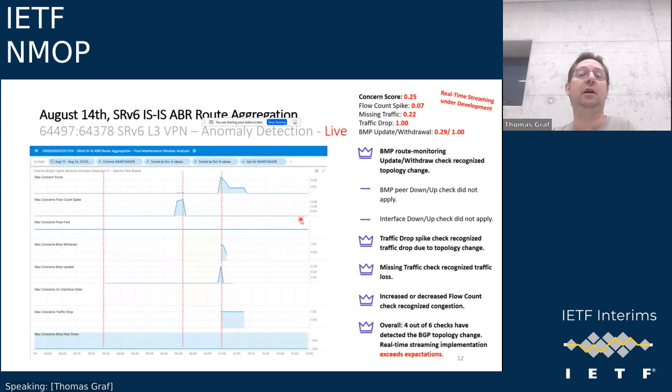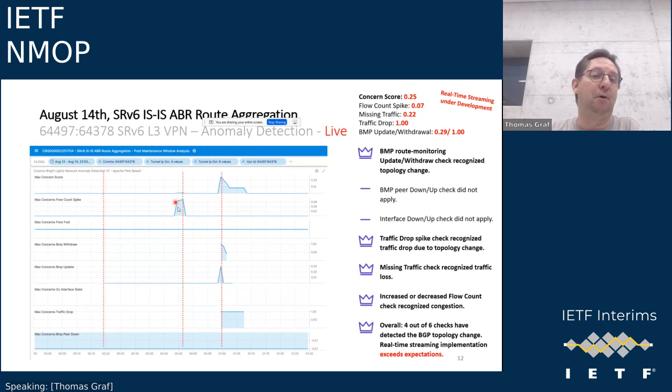Now I'm switching, and basically anomaly detection does a very similar check, but in an automated fashion. So here you see the overall concerning score, especially the concerning score goes up when many things in the network change at the same time. So we see here that there were topology changes, and those topology changes were leading into forwarding plane drops.